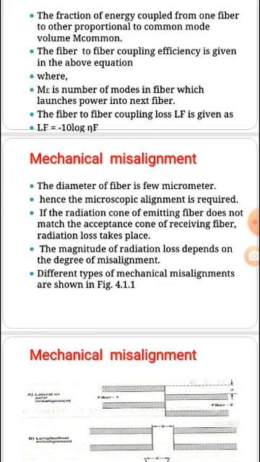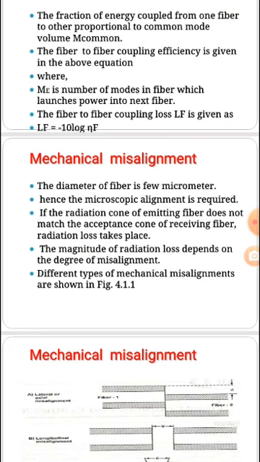If the radiation cone of the emitting fiber does not match the acceptance cone of the receiving fiber, then radiation loss takes place. Here, radiation loss is nothing but light loss. So, some amount of light we are losing, that is due to improper connection, that may be due to misalignment. A fiber to fiber connectorization should be proper. If you are not succeeding in that, some amount of power will be lost, and that causes minimization of the distance. The distance of communication is enormously reduced.